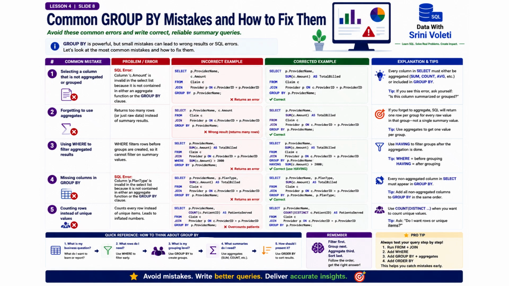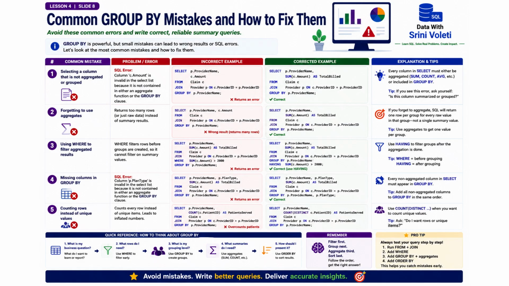Mistake number one. The first mistake is selecting a column that is not grouped or aggregated. Imagine writing a query like this. You select the provider name. You also select the claim amount, but in your group by clause, you only group by the provider name.